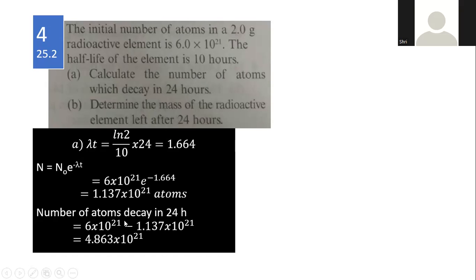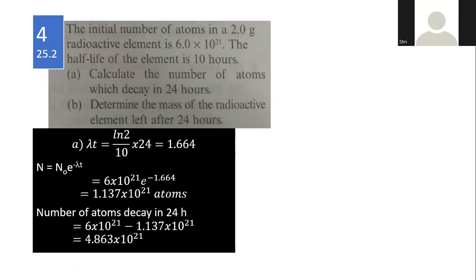Okay, you have that's the original amount. Number decay. Number of atoms. Calculate the number of atoms decay. So number of atoms decay is just the original number and the number that is decay. So that's what you get.